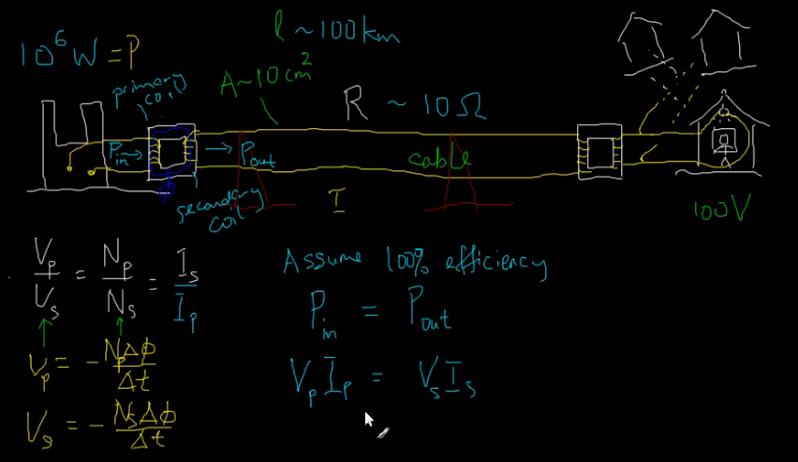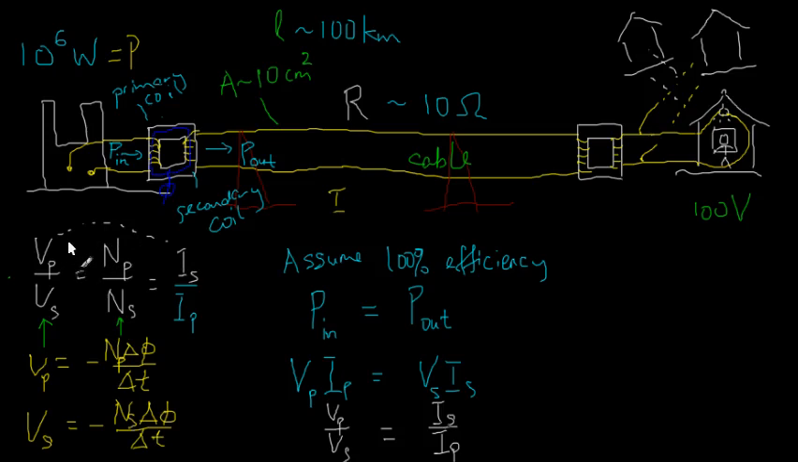So therefore, I can now rearrange this into this form. To get the voltage ratio, I can divide both sides by Vs. This gives Vp over Vs is equal to, divide both sides by Ip, you get Is over Ip. And you see that we have now obtained this equation relating the voltage ratio to the current ratio.